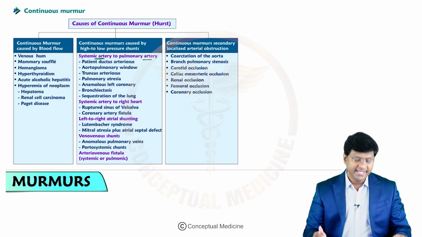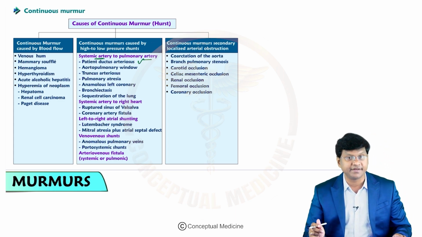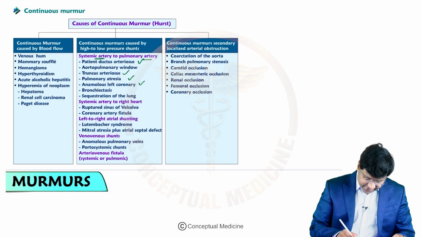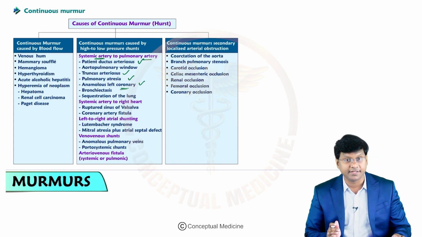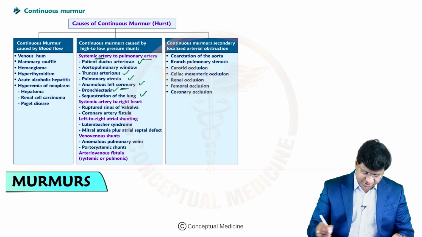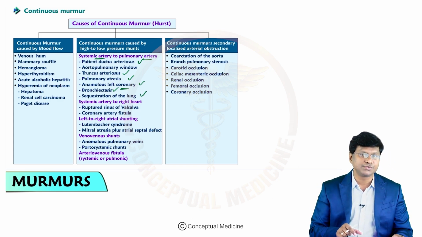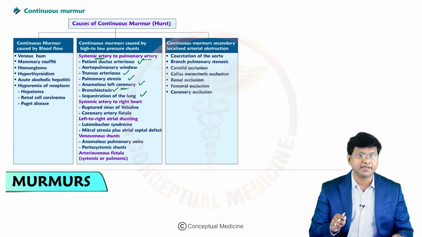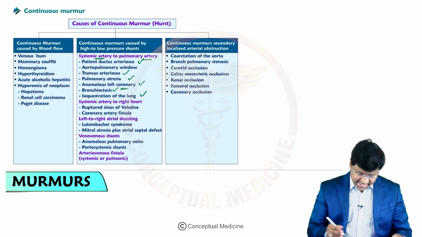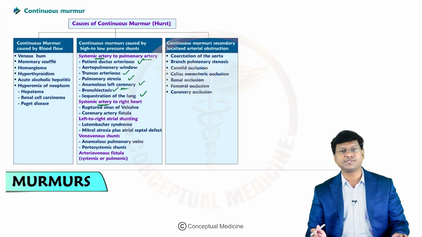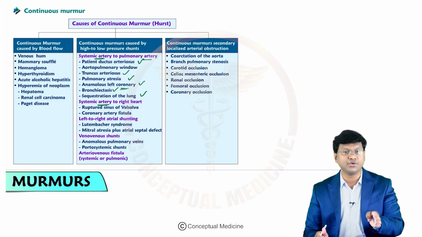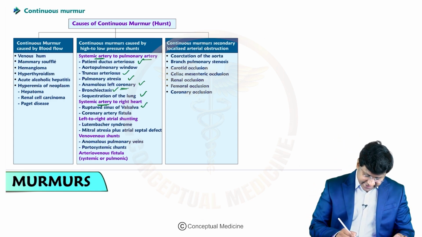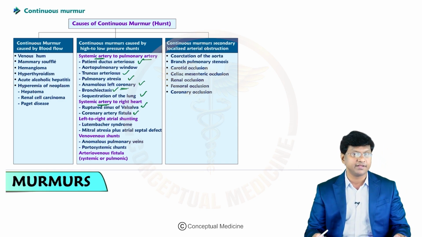that is pulmonary artery. And you will come across this in scenarios like patent ductus arteriosus, aortopulmonary window, truncus arteriosus, pulmonary atresia, anomalous left coronary artery. Next, bronchiectasis and sequestration of the lung. So in all these scenarios, there is a connection between the systemic artery, which is under high pressure, to pulmonary artery, which is under low pressure, right? And next scenario is connection between the systemic artery, that is aorta, to the right side of the heart. You will come across this in patients with ruptured sinus of Valsalva and as well as the coronary artery fistula.